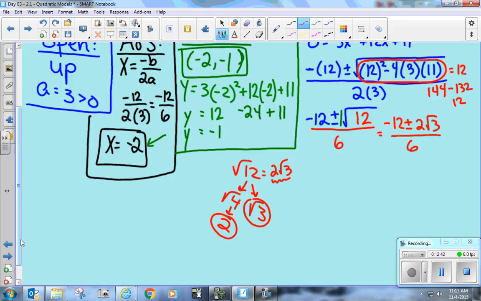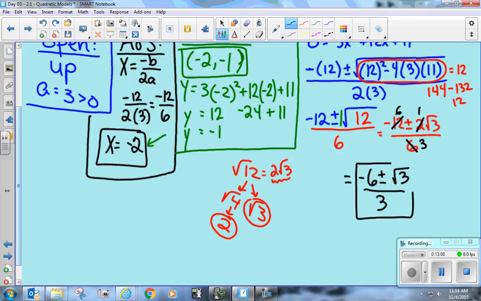Now I have 3 numbers outside the radical. I have my negative 12, my 2, and my 6. What's the common factor between them all? 2. 2 goes into itself once. 2 goes into 12 6 times. 2 goes into 6 3 times. So when I rewrite that, I have negative 6 plus or minus the square root of 3. I can write my 1 in front of there, but I don't have to. All over 3. Those are my 2 roots. Those are my 2 x-intercepts. One is negative 6 plus radical 3 over 3. And another one is negative 6 minus radical 3 over 3.